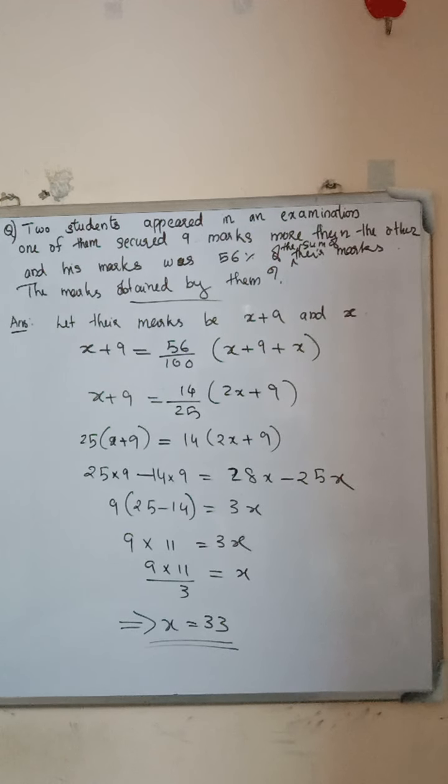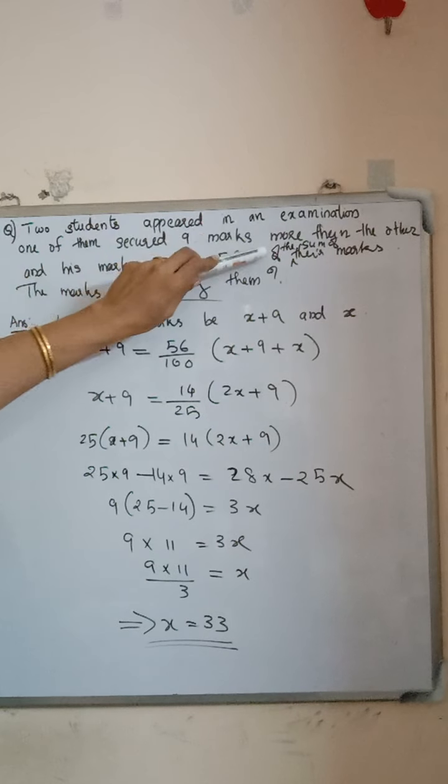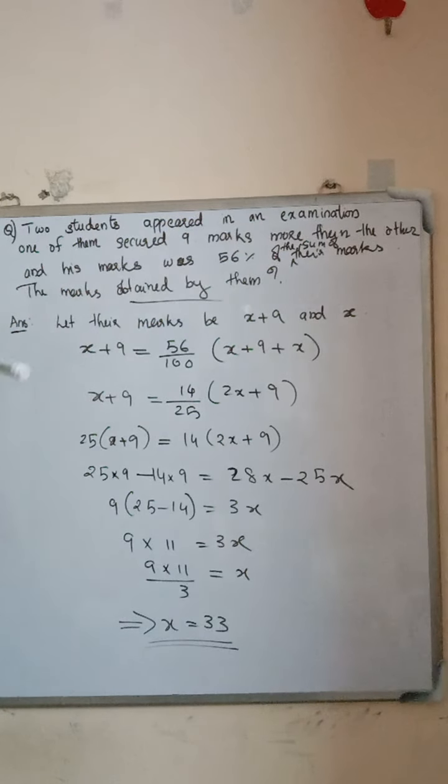Now we discuss another problem. Two students appeared in an examination. One of them scored 9 marks more than the other and his marks was 56% of the sum of their marks. Find the marks obtained by them.